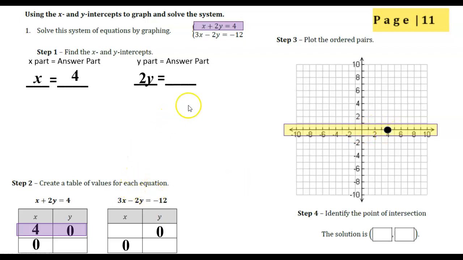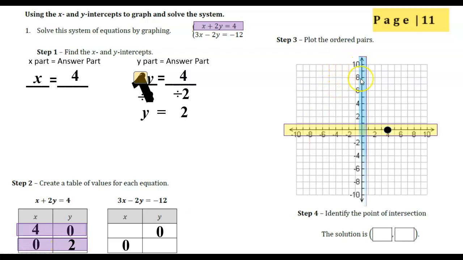Okay. Now, as we can see here, to find the y-intercept, our y part is 2y equals, again, our answer of 4. So think about it. 2 times what gets you 4? Or what's the opposite of multiplying by 2? Dividing by 2. So that cancels out. Y is equal to, what is 4 divided by 2? 2. So our y-intercept here would be 2.